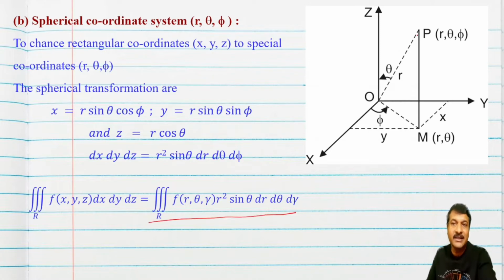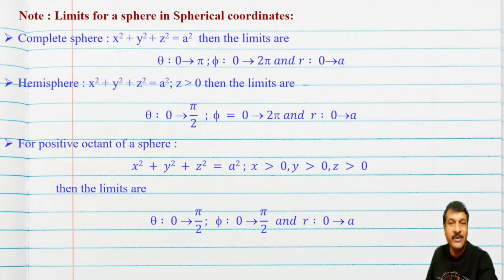Note that here, if P is any point x, y, z, I will draw the perpendicular. So M is the foot of the perpendicular, and if we join it with the origin, I get this, OM. So this phi is the angle with the x axis, this theta is the angle with the z axis, and from the origin to that point, that is your r. Note that for a sphere, hemisphere or positive octant of a sphere, you should always remember the limits. So directly you can consider.